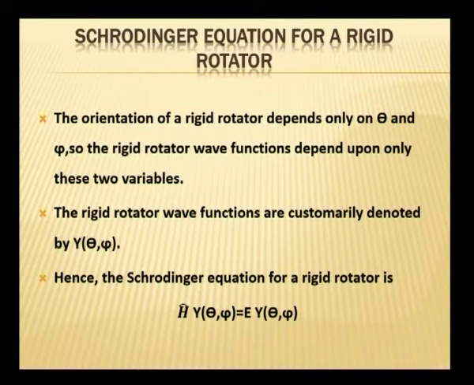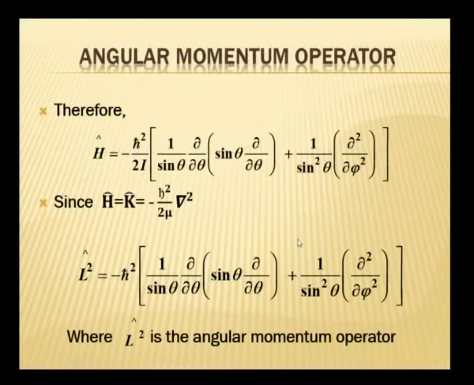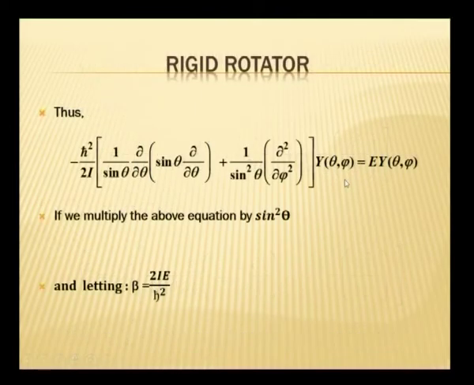The rigid rotator wave functions are customarily denoted by Y of theta phi. Therefore, the Hamiltonian H operating on the wave function Y of theta phi will be the energy, where E is the energy eigenvalue, times Y of theta phi. So, thus you have the Hamiltonian that you had earlier. Now, the Hamiltonian operating on the wave function Y theta phi will be E into Y theta phi.